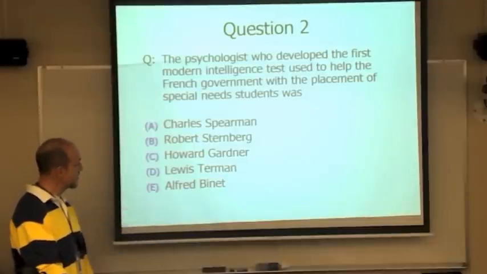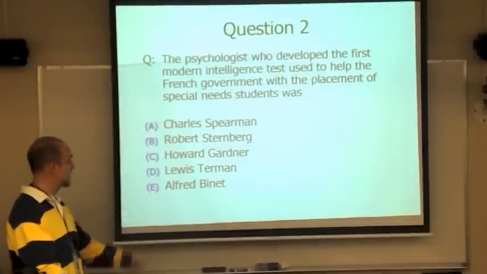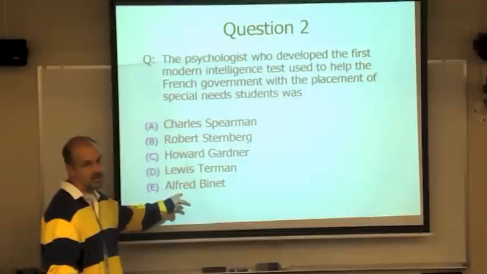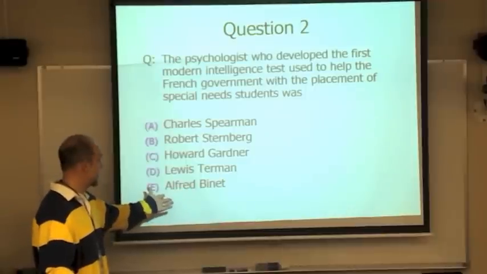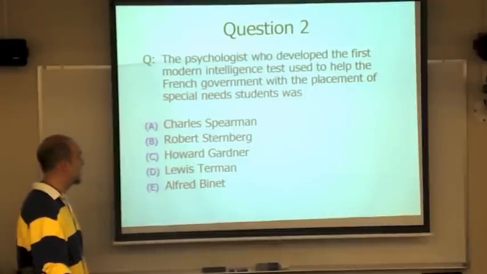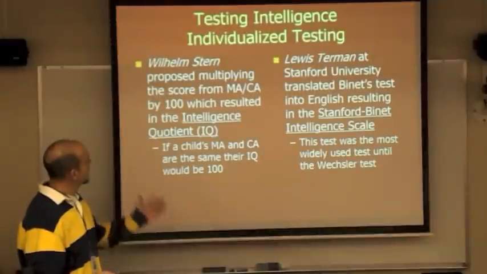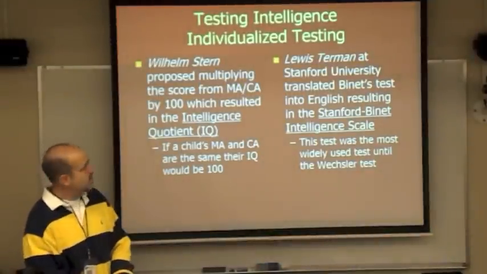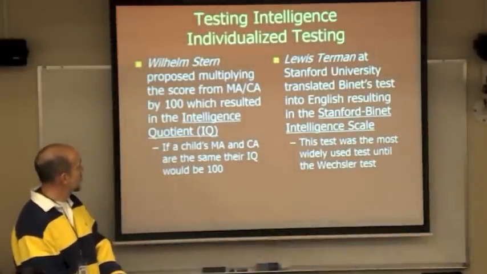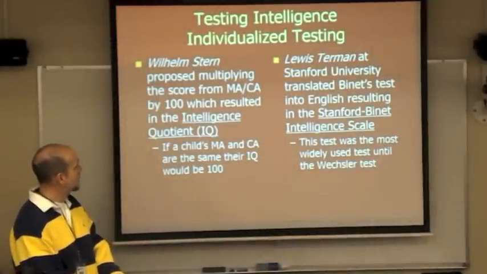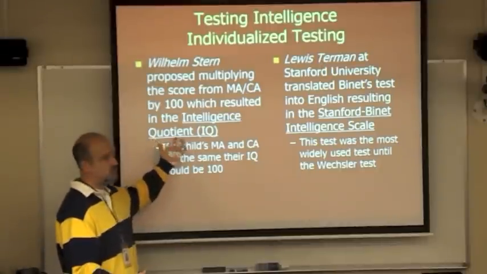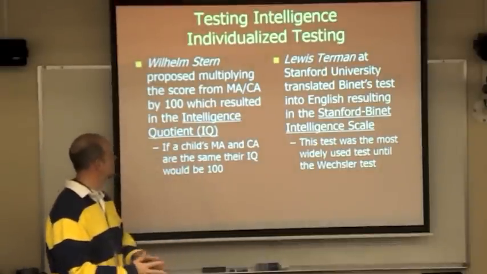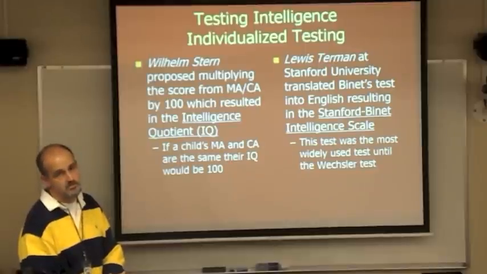I always say a good way to remember that Alfred Binet wrote the first intelligence test is that most people strive to get an A or a B on a test. So A for Alfred, B for Binet. Now, other people contributed to testing intelligence. William Stern proposed multiplying the score from MA to CA by 100, which resulted in the intelligence quotient. So Wilhelm Stern is simply given the credit for coming up with the IQ.